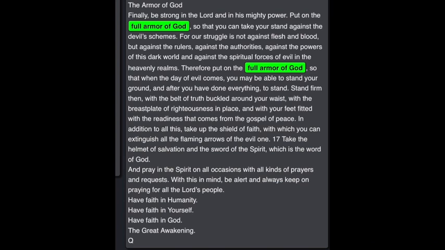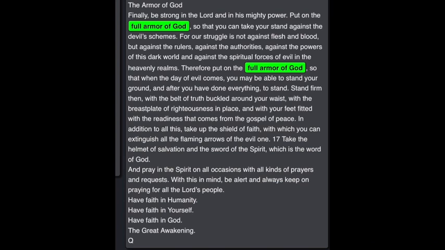In addition to all this, take up the shield of faith, with which you can extinguish all the flaming arrows of the evil one. Take the helmet of salvation and the sword of the Spirit, which is the word of God. And pray in the Spirit on all occasions with all kinds of prayers and requests. With this in mind, be alert and always keep on praying for all the Lord's people.